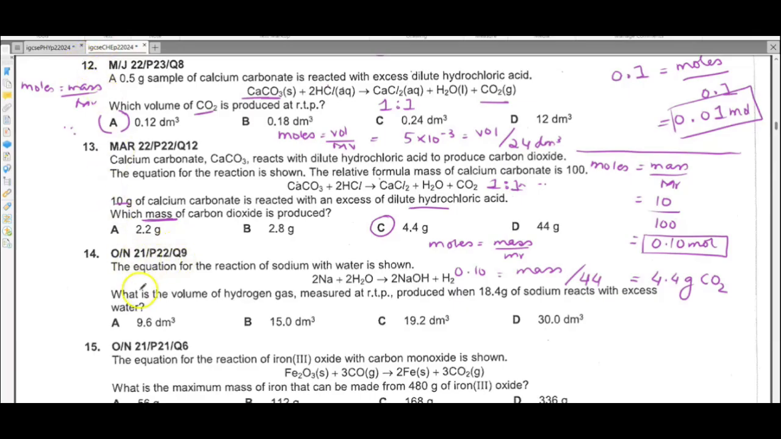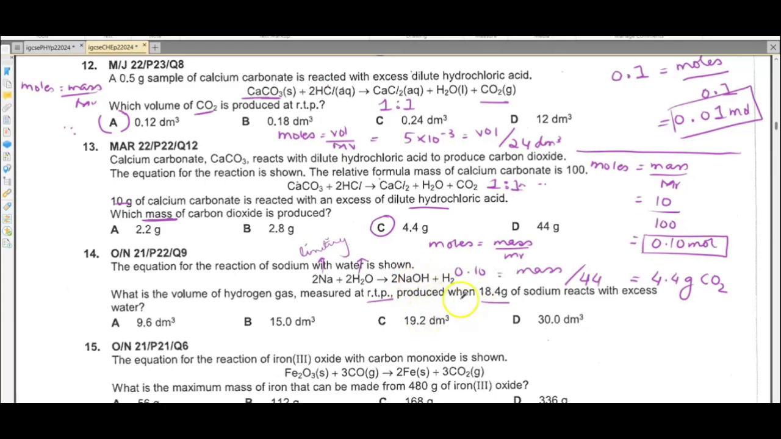Question number 14. The equation for the reaction of sodium with water is shown. What is the volume of hydrogen gas measured at RTP produced when 18.4 grams of sodium reacts with excess of water? So in the question, they've already mentioned that water is in excess out of the reactants, so sodium would be the limiting reactant. Okay, and we know that we use the moles of the limiting reactant to find the moles of the product that we've been asked to find.